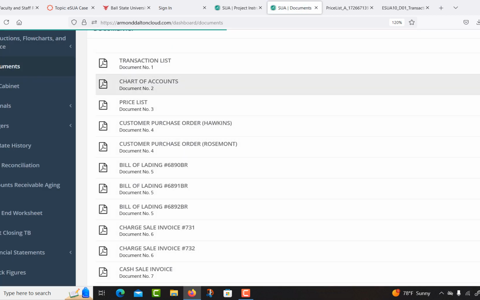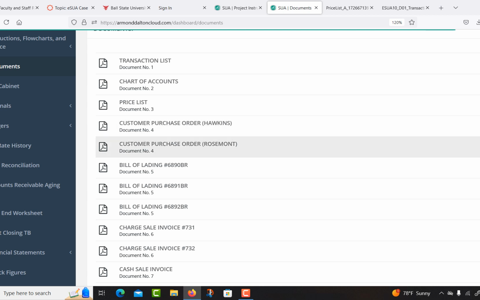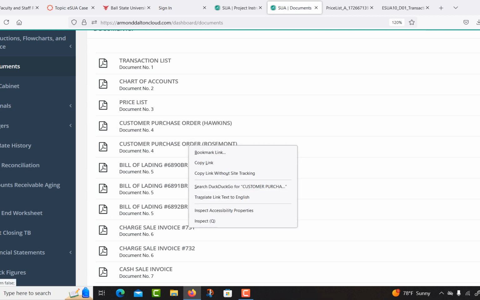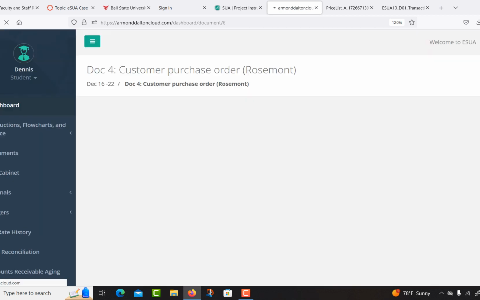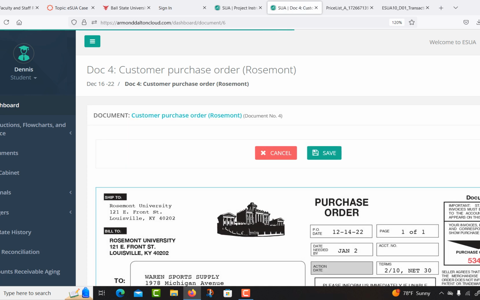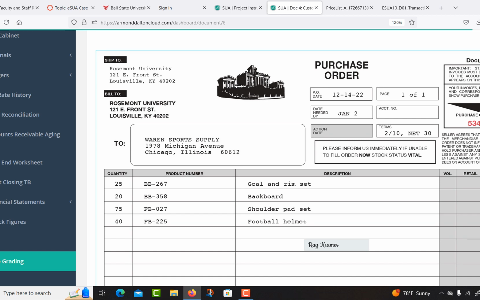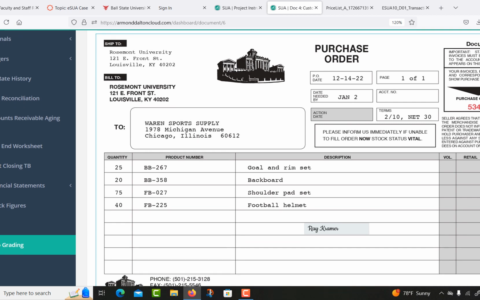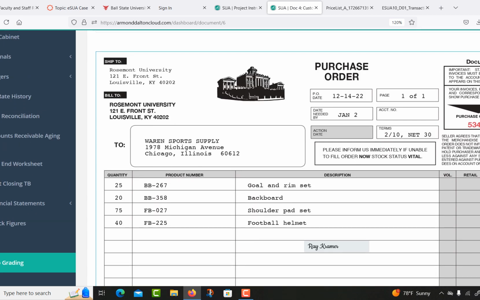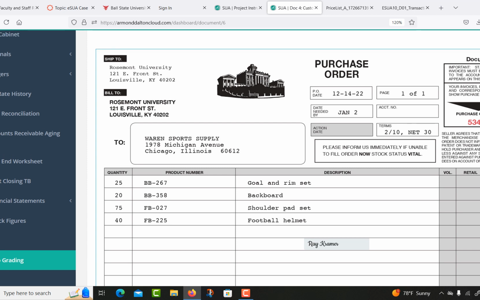If we go back to the documents, we need to find that purchase order. The customer purchase order from Rosemont is right here. So we open that. Now, in each of these documents, there is the potential for you to make a change in them. So if you look at the flow chart, it says Ray Kramer is going to look at and approve this.